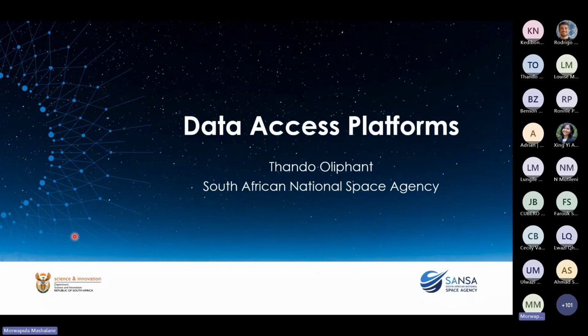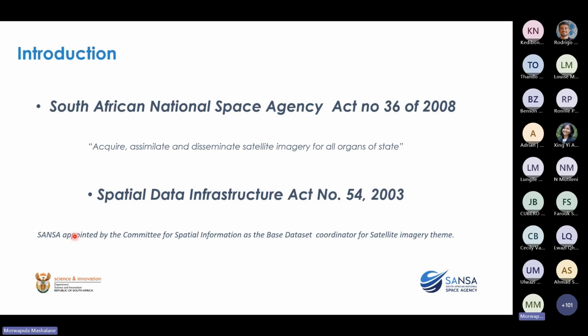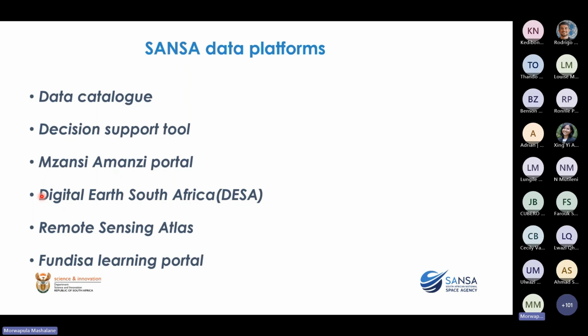So the data access platforms that we have here at SANSA, this part has been covered by our first speaker, where they were talking about the Act of SANSA. SANSA is also appointed as the base data set coordinator for the satellite imagery theme in South Africa. The data platforms that we will cover at SANSA are the data catalog, where you will access the satellite imagery, and the decision support tool, where you will be able to access various data sets such as the vegetation, the flood data, and the human settlement layer.